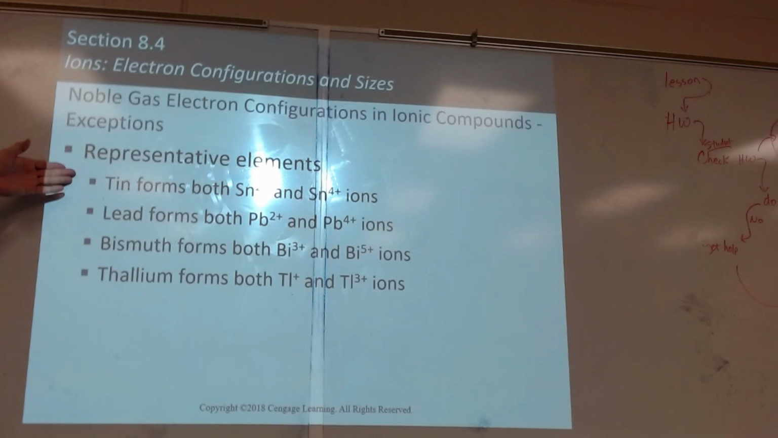Representative elements. Tin can form plus 2 and plus 4. Lead forms plus 2 and plus 4. It's in the same group, yes? You should really have a periodic table in front of you looking at it. If you don't have one, go get another one. Bismuth forms plus 3 and plus 5. Okay? Thallium forms plus 1 and plus 3.